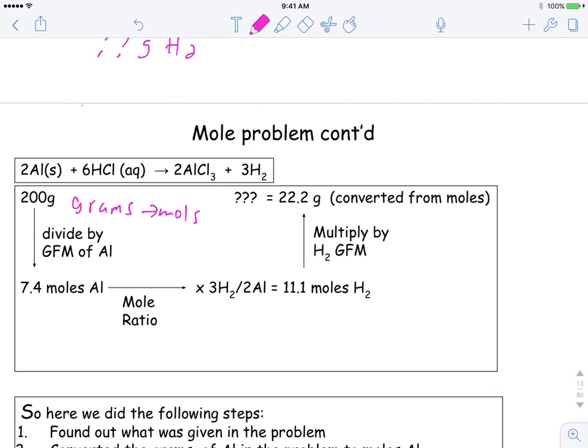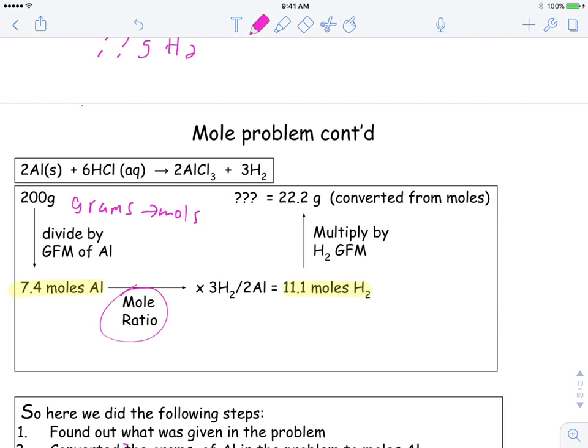So I divide by the gram formula mass and I get the moles of aluminum. The second thing that I'm going to do is have a mole ratio. So I'm going to take these 7.4 grams of aluminum and multiply them by the ratio of hydrogen to aluminum, the two substances that I want to compare. And I would end up with 11.2 moles of hydrogen. So my second step is always to do a mole ratio.